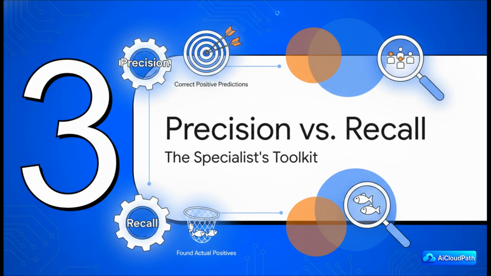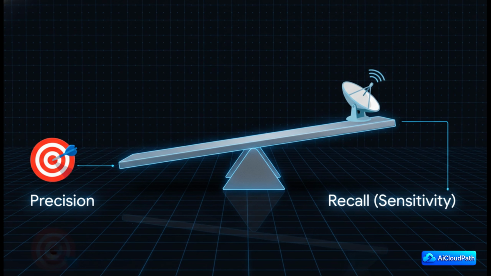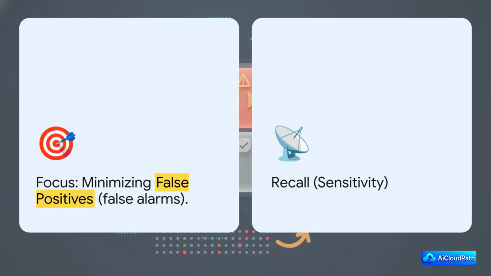Well, we need to pull out a more specialized toolkit. And that toolkit contains 2 of the most important metrics in all of machine learning: precision and recall. Think of these 2 as looking at your model's performance from 2 very different and often competing angles. There's a constant trade-off between them, and understanding that is absolutely key. Let's start with precision. The number 1 goal of precision is to minimize those false positives.